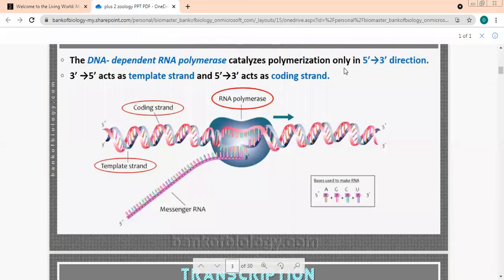I already told you when I discussed, 3 prime to 5 prime acts as a template strand and 5 prime to 3 prime will act as a coding strand. See, polymerization is going to start in the 5 prime to 3 prime direction. So that means the main coding is going to start in this direction. This is how we remember 5 prime to 3 prime. So this strand which goes from 5 prime to 3 prime is known as the coding strand. This is known as the coding strand. And just the opposite that we have 3 prime.